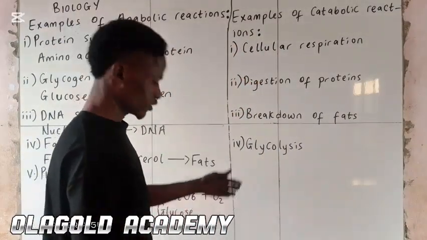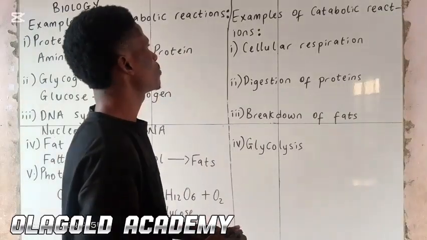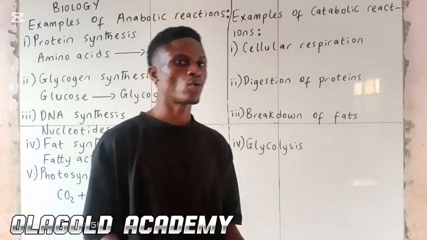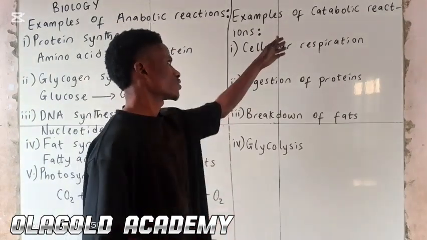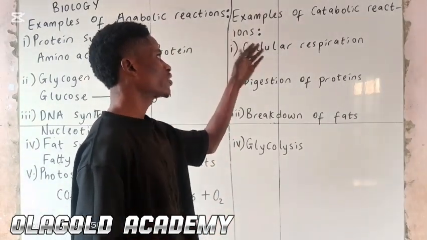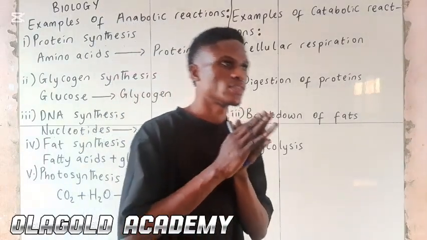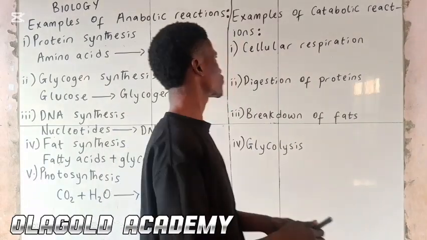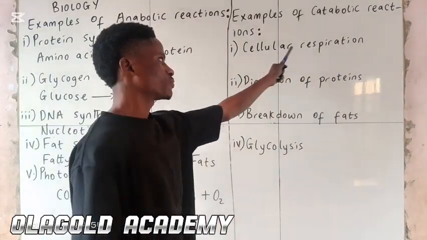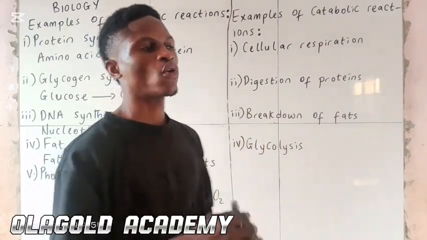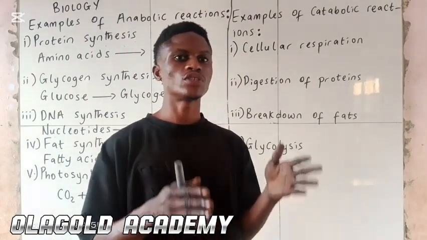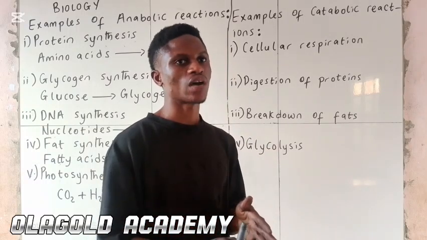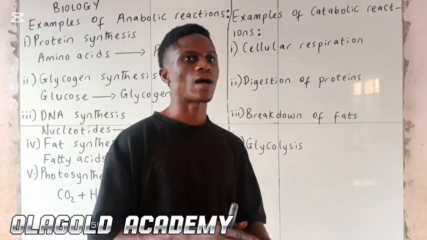Alright, next we have the examples of catabolic reactions. Remember, I said that catabolic reactions involve a bigger molecule breaking down to form smaller molecules. Alright, we have cellular respiration as the first example. For cellular respiration, we have the glucose combined with oxygen breaking down to form carbon dioxide and water.